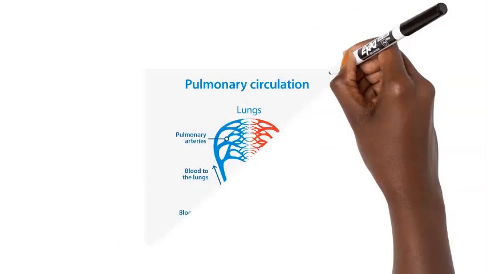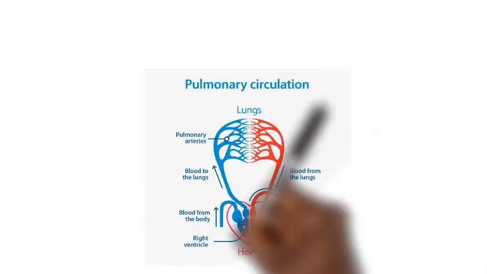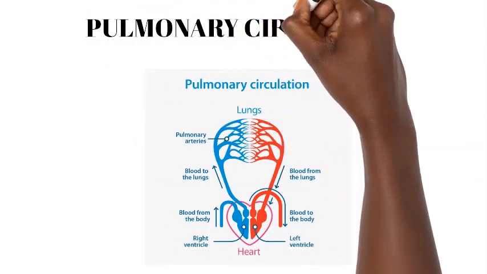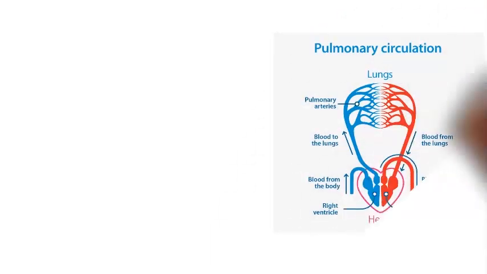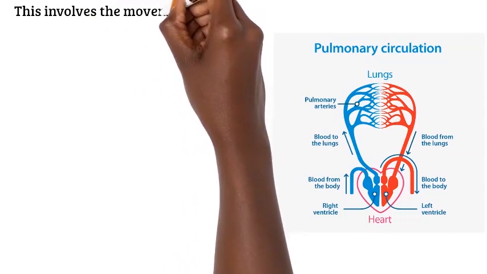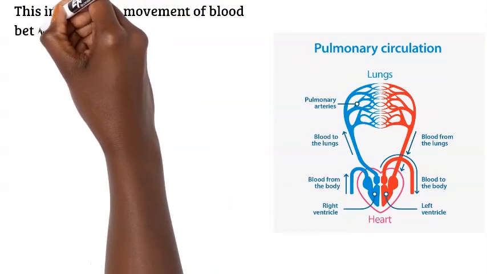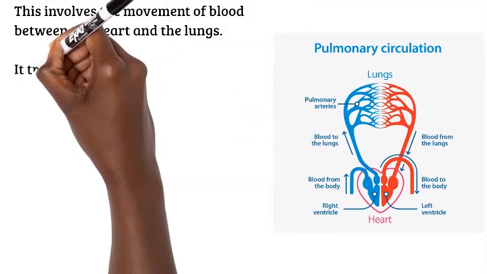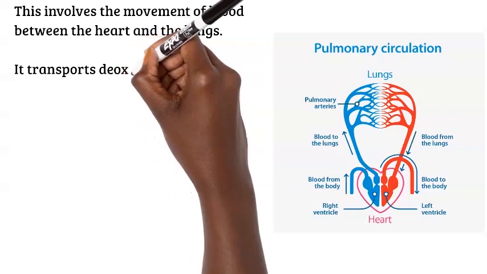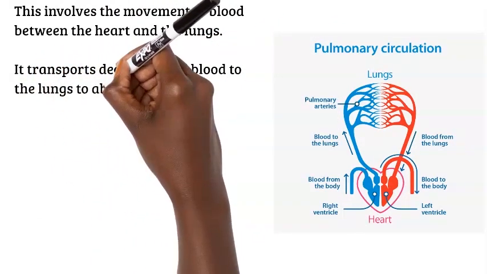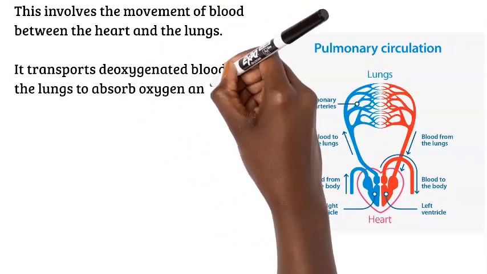Now, briefly on systemic, or sorry, let's start with the pulmonary circulation. This involves the movement of blood between the heart and the lungs. It transports deoxygenated blood to the lungs to absorb oxygen and release carbon dioxide. The oxygenated blood then flows back to the heart.